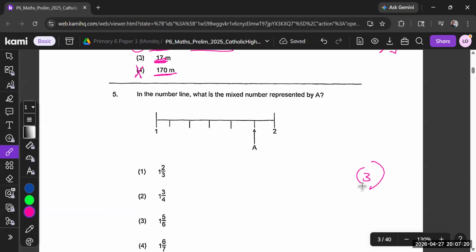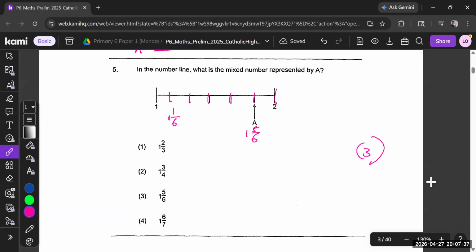Okay, question five. Why is it number three? Count the lines: one, two, three, four, five, six. So the denominator is six. The denominator is a total of six. One and one over six, two over six, three, four, and five, one and five over six. And that's how you get your answer, number three.